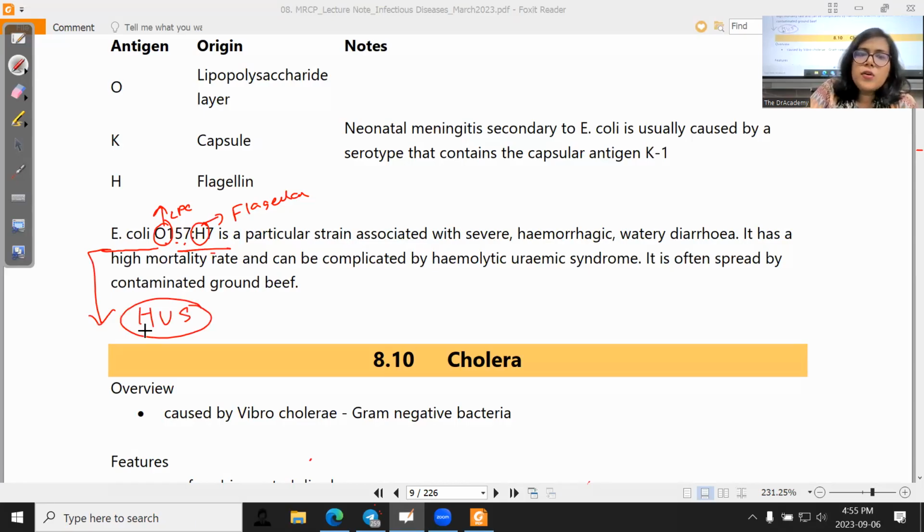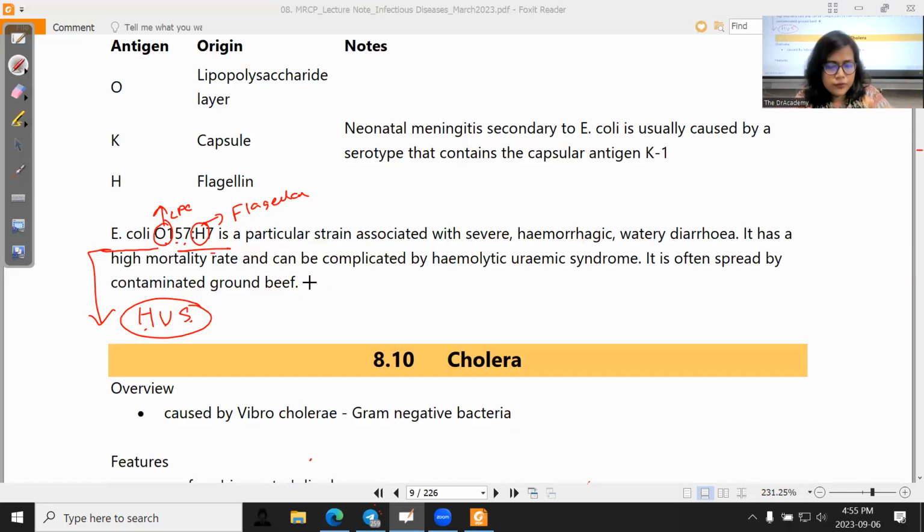What happens in hemolytic uremic syndrome is that there is hemolysis. The name itself suggests hemolysis, so you can expect anemia and bleeding spots to appear. Uremic syndrome means there is development of AKI, acute kidney injury, and usually this acute kidney injury follows a high-grade fever, bleeding spots, gradually becoming anemic, and repeated hemorrhagic loose motion. So the clinical picture will be something like this.